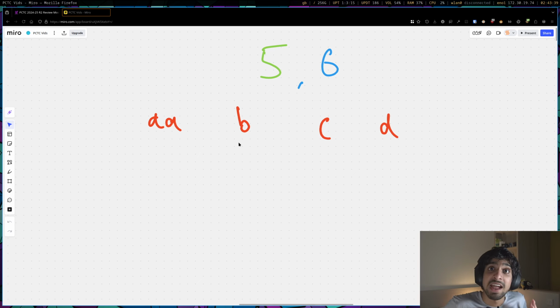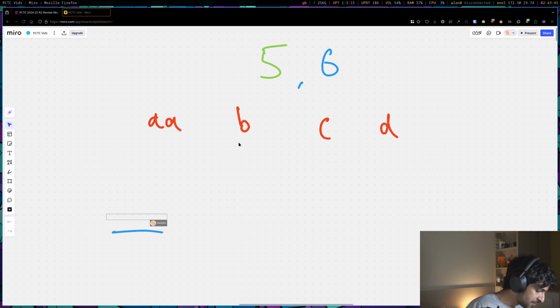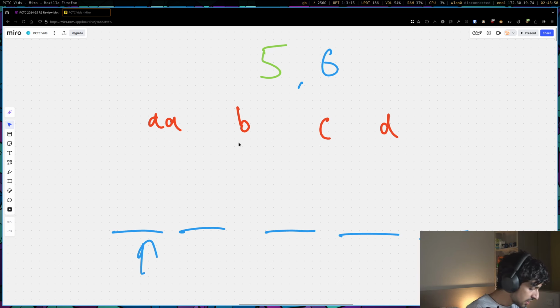So the first question: how do we choose what the first thing that we put in our string is? What goes there? Say we decide to put a B in there. I'm going to ignore AA for now because it's a bit bigger. If we put a B in there, well, we've skipped over all of the A's.